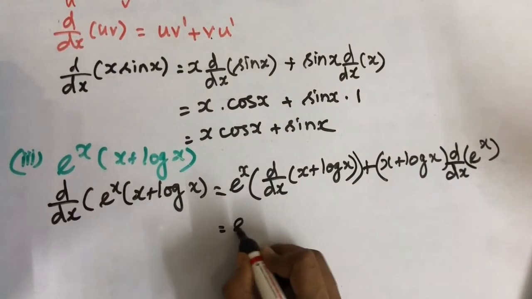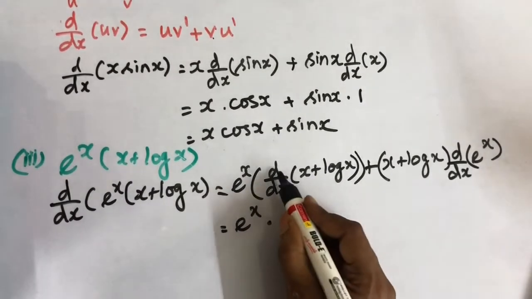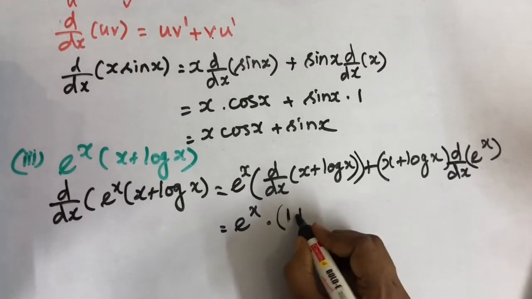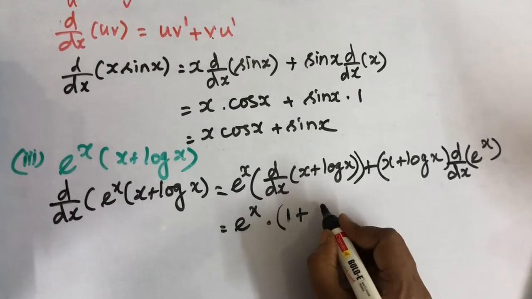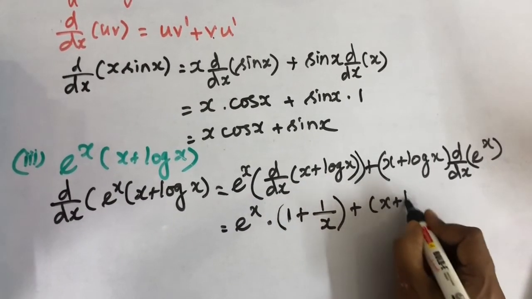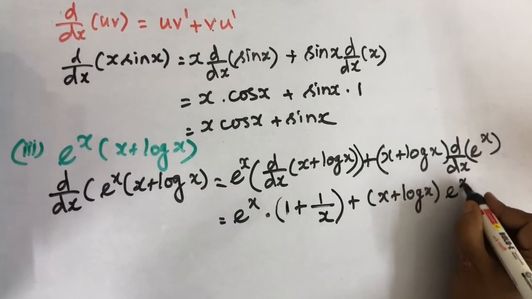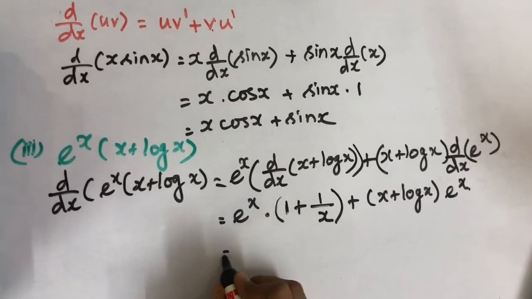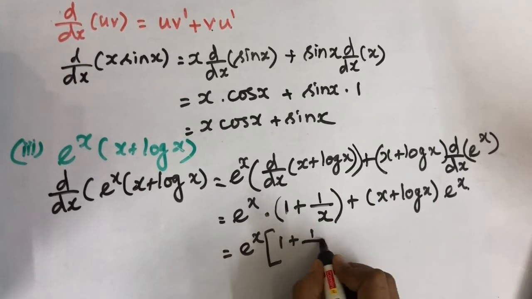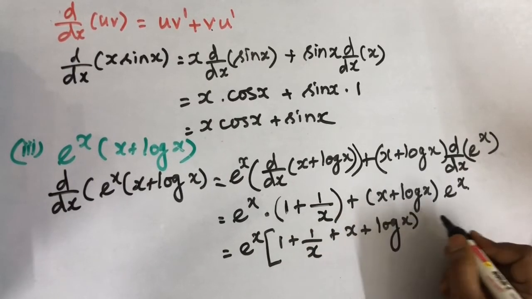So, e power x into differentiation of x plus log x. First, differentiation of x is 1, plus differentiation of log x, which is 1 by x. Here plus x plus log x, and differentiation of e power x is e power x. So we can take e power x as common. Inside, 1 plus 1 by x plus log x. That is the differentiation.